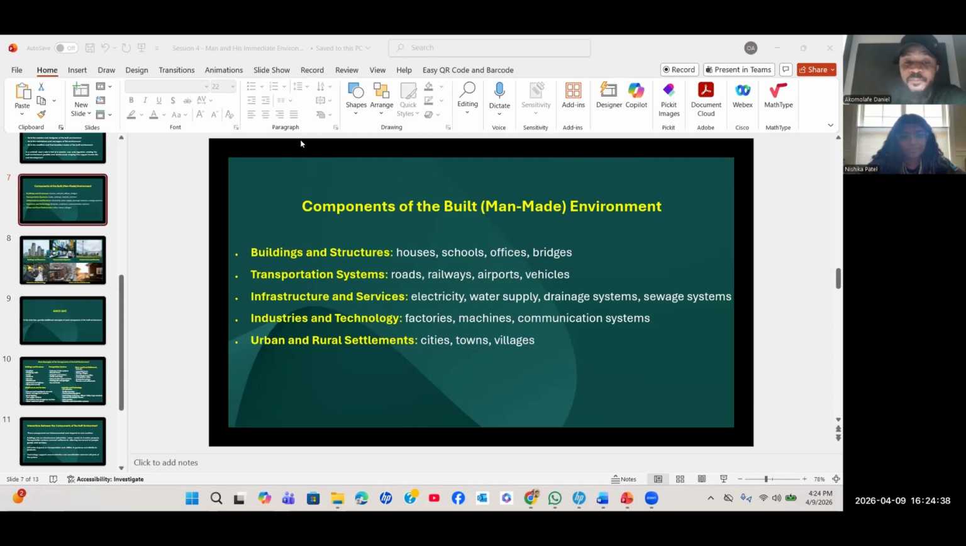Looking at the examples on the slide, in industries and technologies, from the examples I gave you, I said we have factories, machines, and communication systems. What other thing do you think we have under industries and technology? It could be any production company, okay? Like Amazon. Yeah, Amazon, because they provide a variety of things that human beings need, almost anything you can think of. Amazon works in relationship with different companies that produce what human beings need, okay?